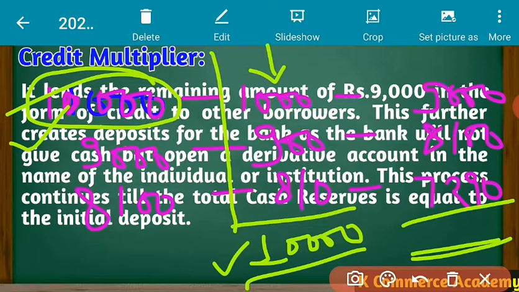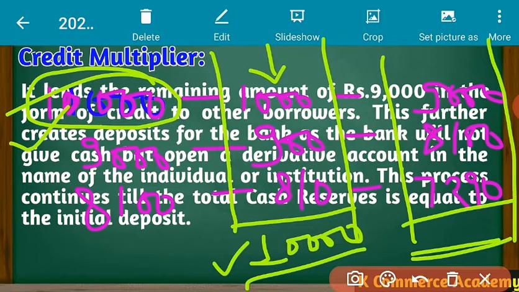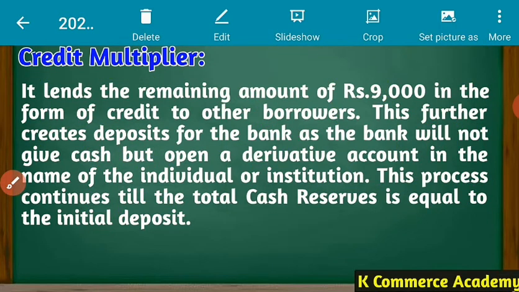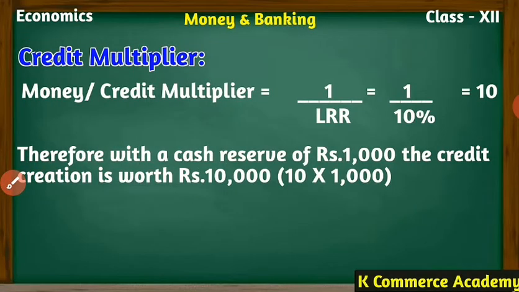take the column of cash reserve, this will reflect the credit multiplier. When you will take the column of deposits, this will reflect the total of deposit multiplier. Let us understand in detail further. Credit multiplier, which is also known as money multiplier. So now you must have understood that money multiplier and credit multiplier are one and the same.